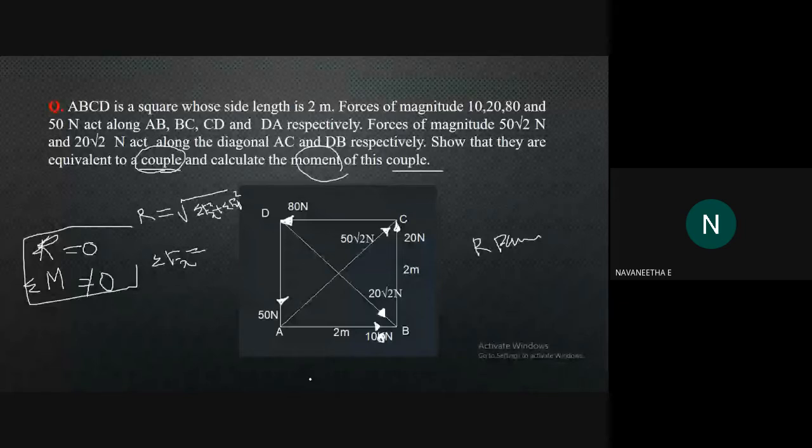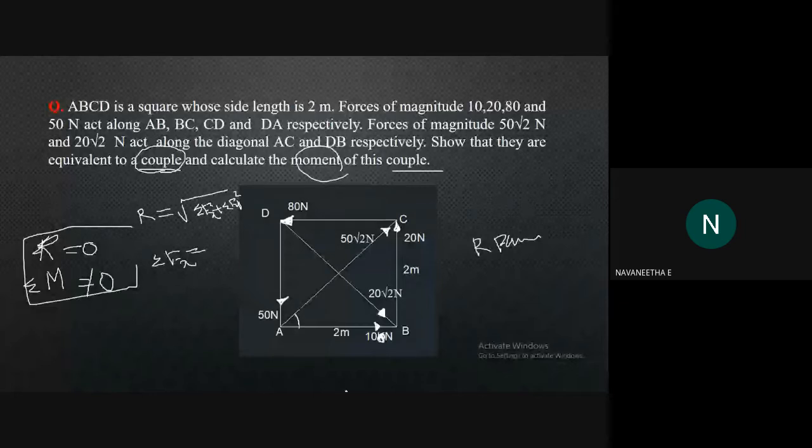Then there are two forces acting along the diagonals, that is 50 root 2 and 20 root 2. What about these forces? We have to consider the components, because these two forces are inclined forces. So we need to consider the x component. What is the x component of 50 root 2?